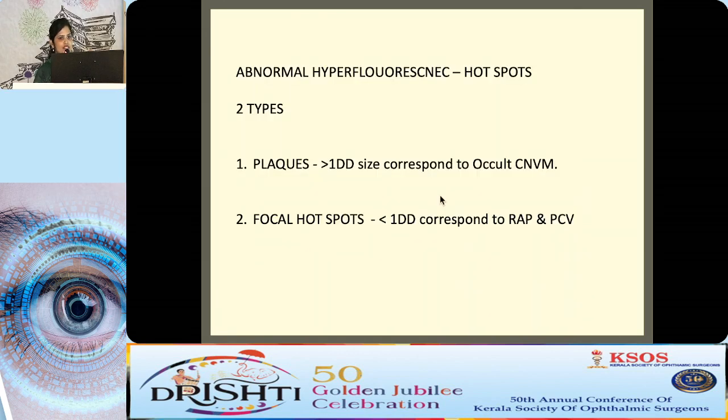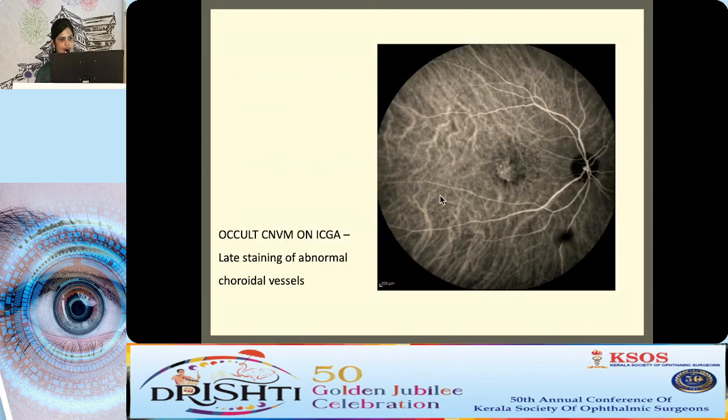Abnormal hyperfluorescence is called hotspots. There are two types. One is plaque, which has more than 1 disc diameter in size and corresponds to occult CNVMs, and focal hotspots, less than 1 disc diameter, correspond to RAP and PCV.